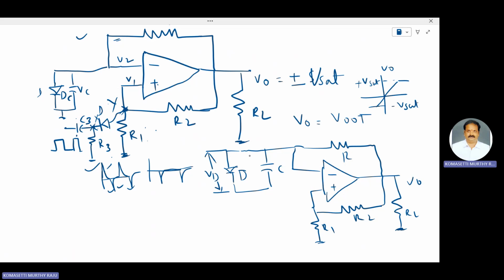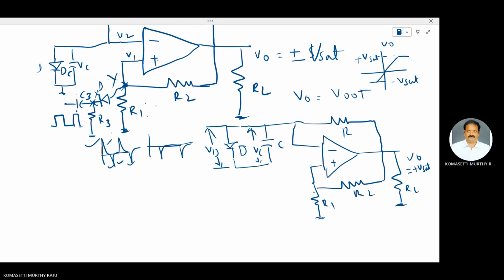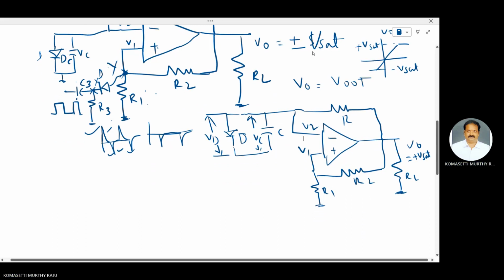VD voltage here. This one is VC voltage. V0 is equal to plus Vsat. Therefore, here the voltage is V1, here the voltage is V2.